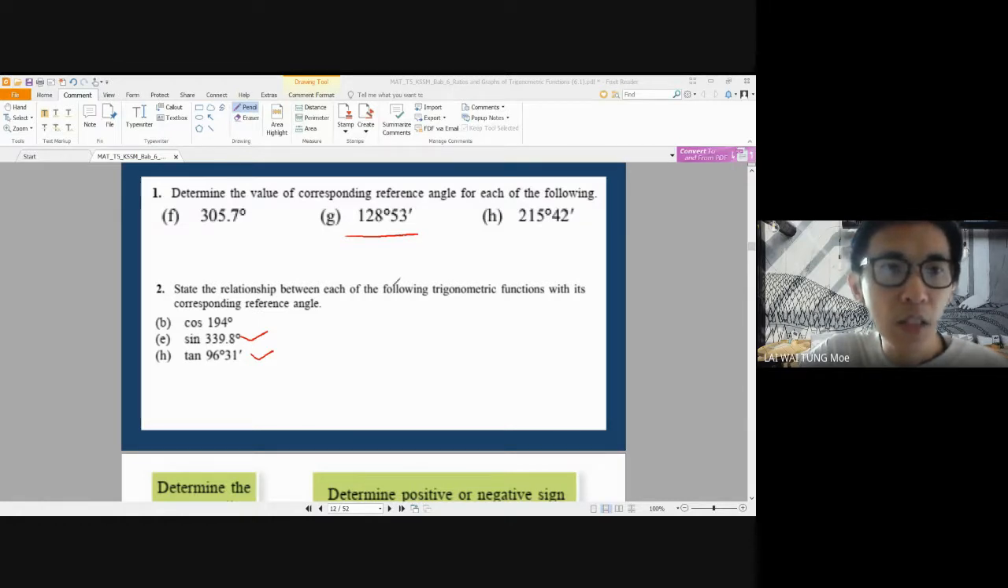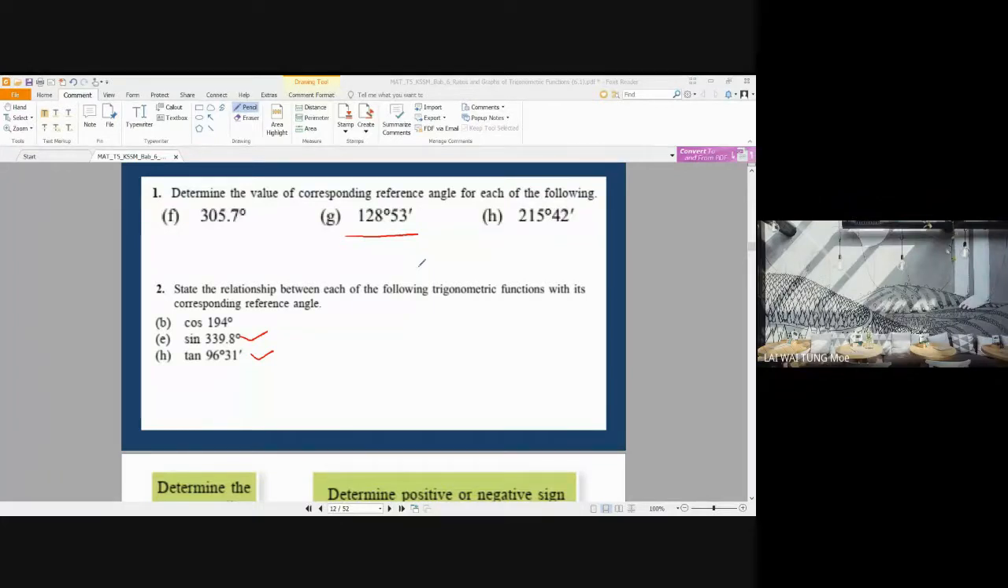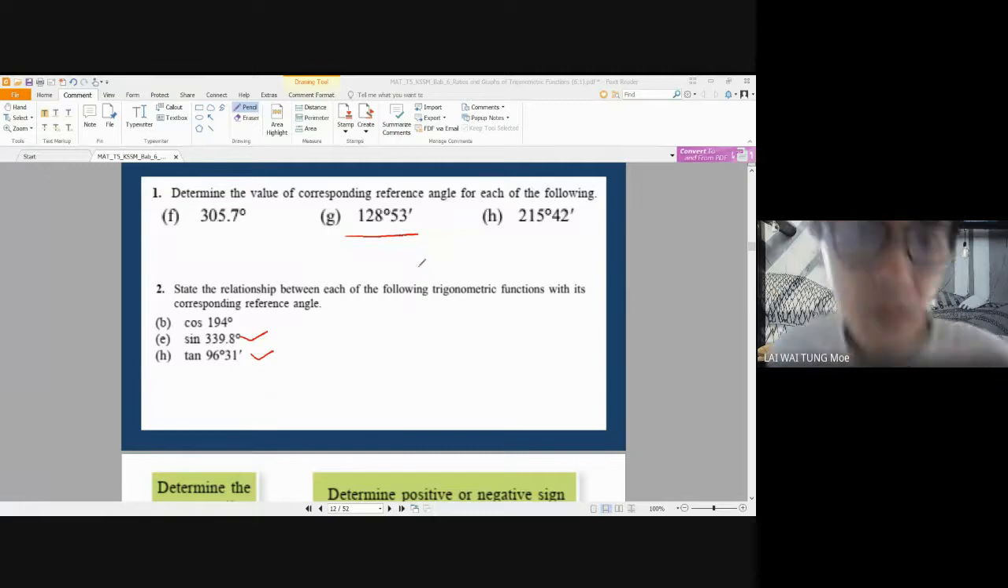Question 3. Christina, what do you mean by question 3? Q3 or the third quadrant, you mean? Is it? Okay.